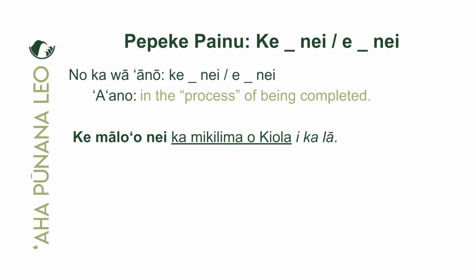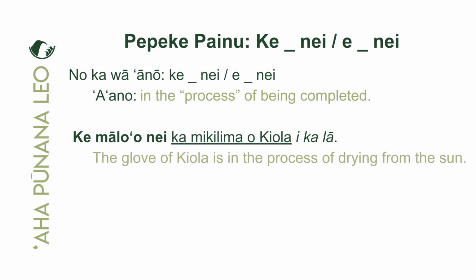If you have an idea already, go ahead and write it down. Let's compare and contrast and see what you got. All right, here we go. The glove of Kiola, belonging to Kiola, is in the process of drying. Yeah, malo'o means to become dry. Is in the process of drying.